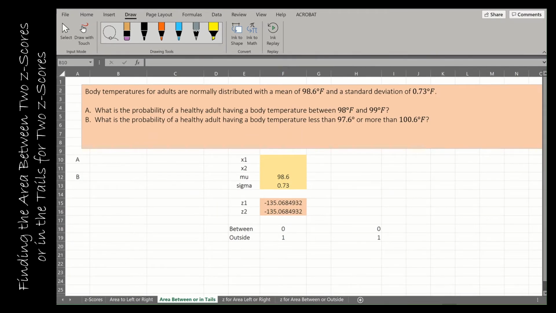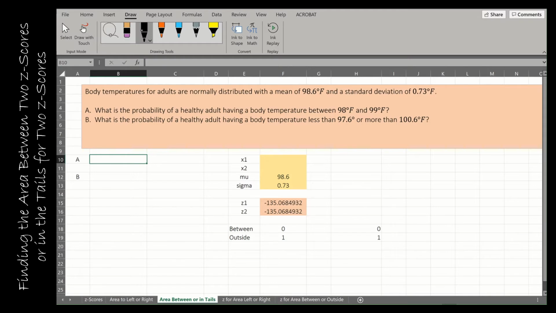Let's take a look at a few more difficult questions now. And again, it's important for us to understand exactly what we're trying to find so that we can tell Excel which direction to go or what to add or what to subtract. So we need to be smarter than Excel so that we can tell Excel what to do. So for our first question, we're going to look at the area between two values.